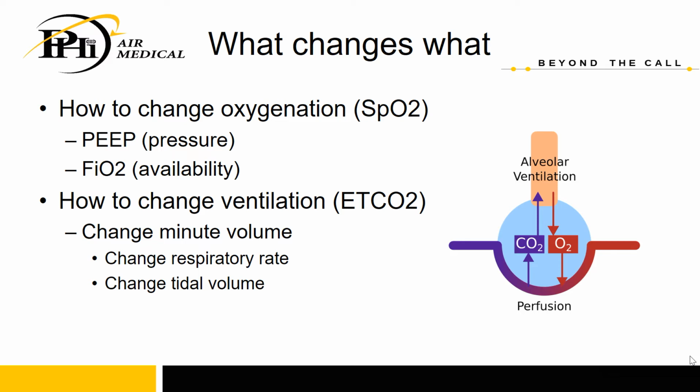On the flip side of that coin, how do we manipulate our ventilation in our patient? How do we manipulate that end-tidal CO2? We're really only looking at one thing. We need to manipulate their minute volume. When we have a patient on a ventilator who's intubated and being mechanically ventilated, if we have somebody who has an end-tidal CO2 of 47, the answer is very simple.